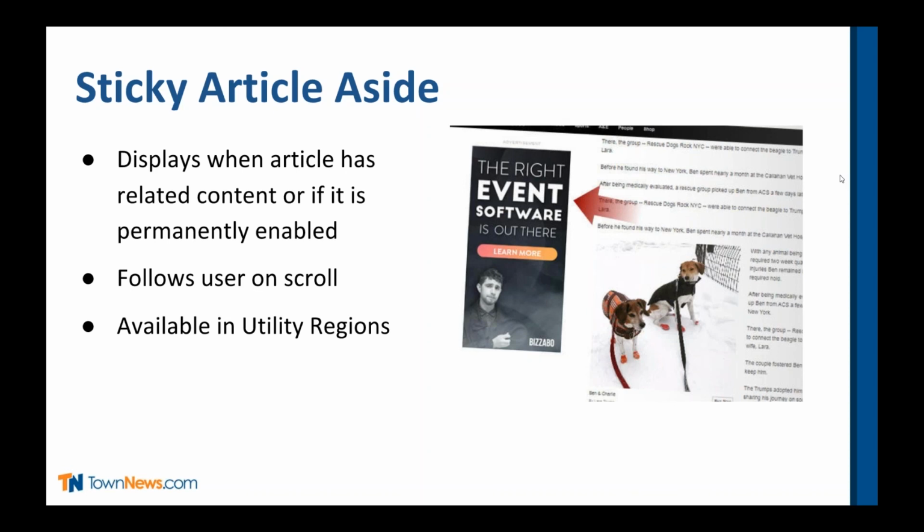Some things to think about here: this is more or less desktop only, and it depends heavily on whether the article you're viewing already has related content on it. Otherwise, there is a setting in URL properties to always load this aside. The aside appears more or less to the left of your content, on that related content rail. If you don't have any related content for some rails, you can always enforce that this position always loads. And again, this is available in utility regions.